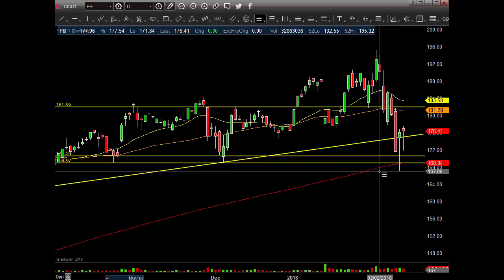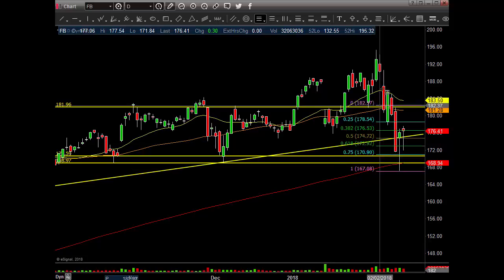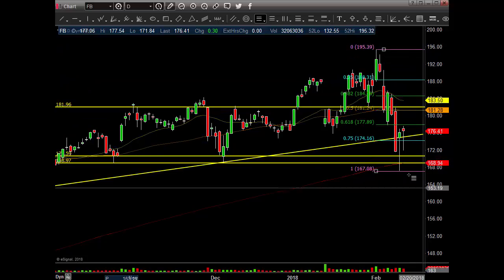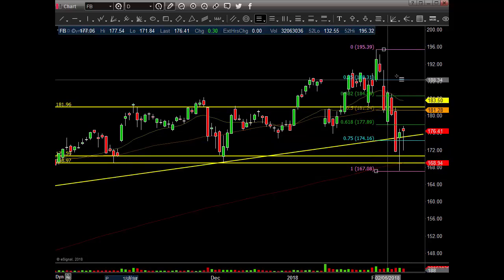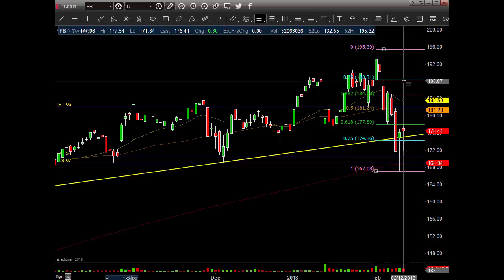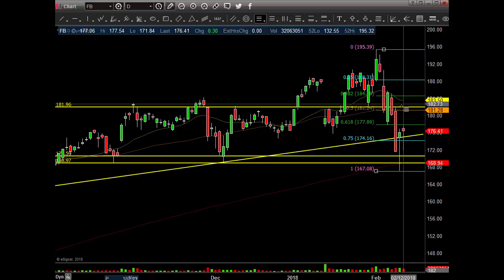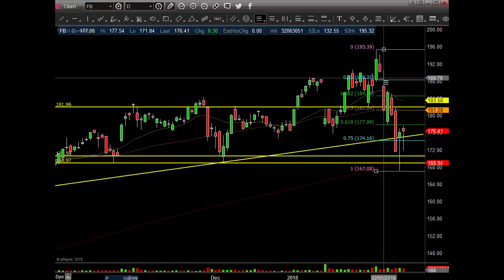I want to stick this Fibonacci in here as well. I'm going to go from that low to this high. And we have a big level here right around the 188.16 area, and then the 185. So 185 to 188, somewhere in there. If it could get above there, we're going to see if it actually can get above the blue line.